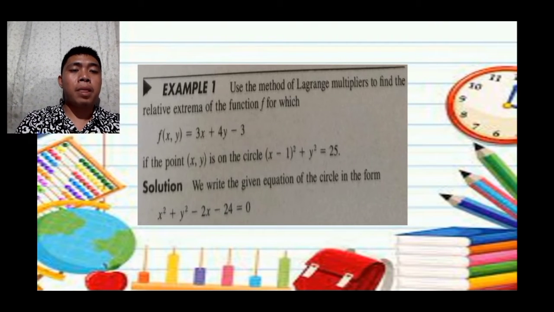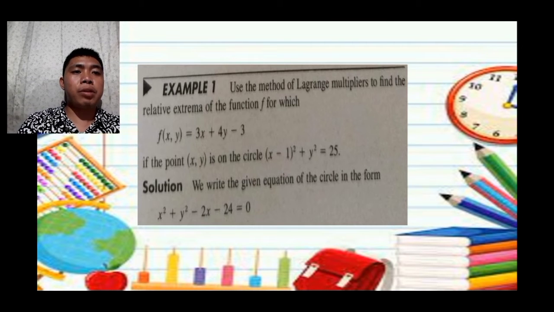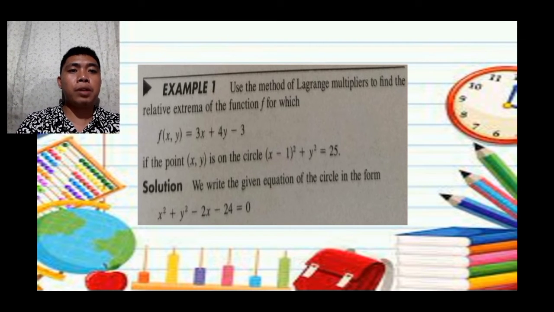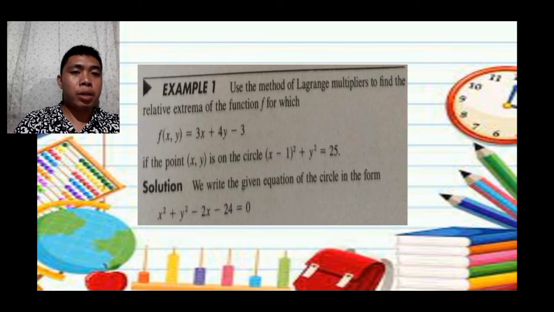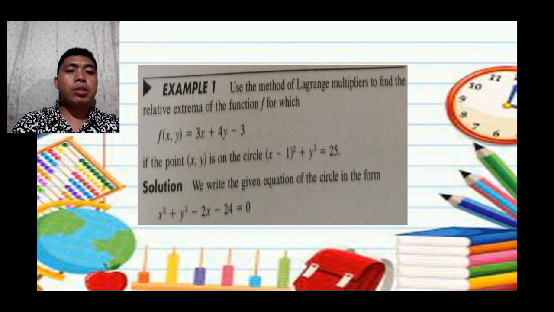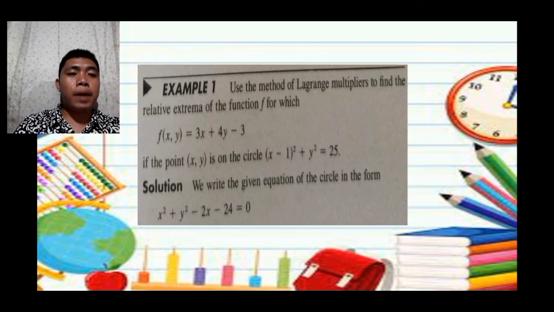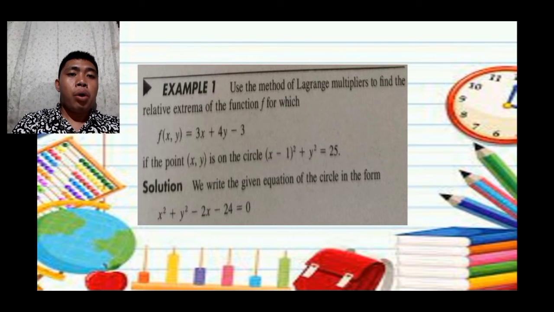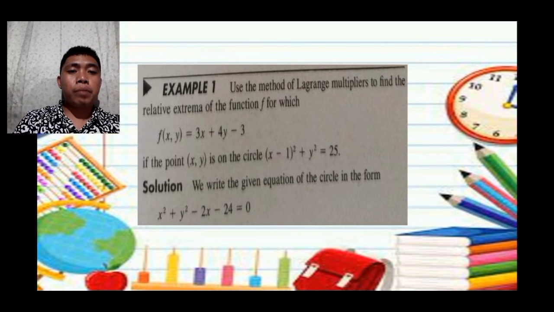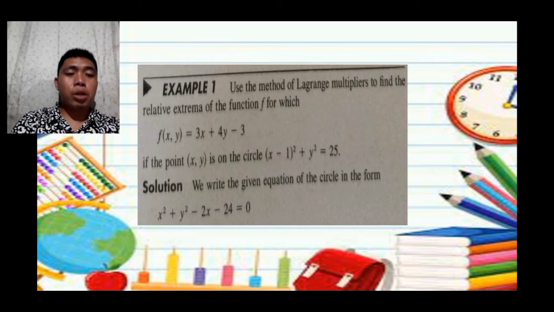Example number 1. Use the method of Lagrange multipliers to find the relative extrema of the function f for which f of x and y is equal to 3x plus 4y minus 3 if the point x, y is on the circle (x minus 1) squared plus y squared is equal to 25. Solution. We write the given equation of the circle in the form x squared plus y squared minus 2x minus 24 is equal to 0.